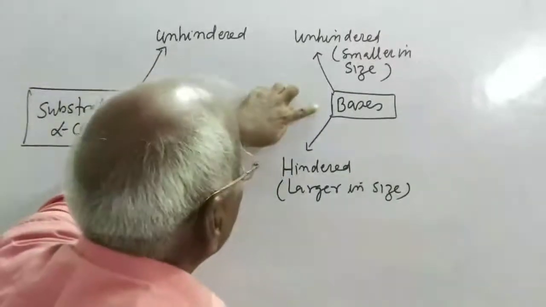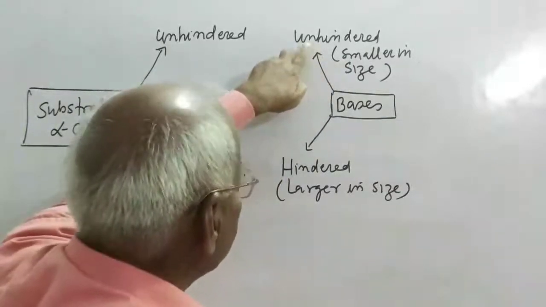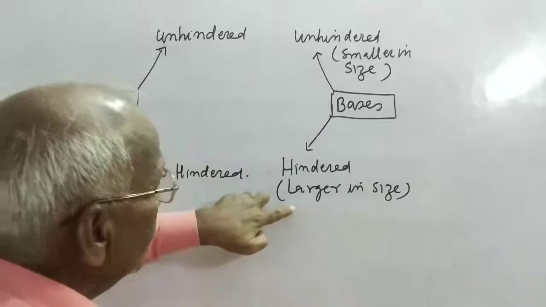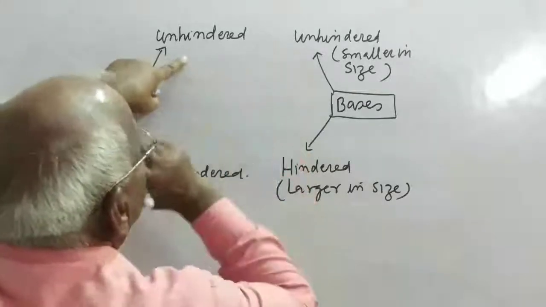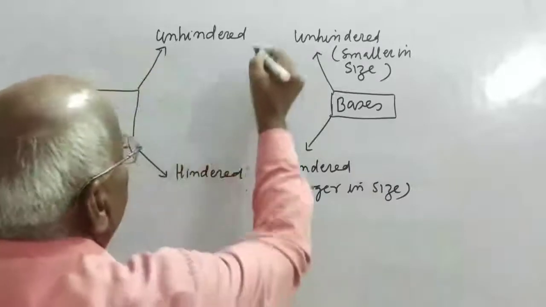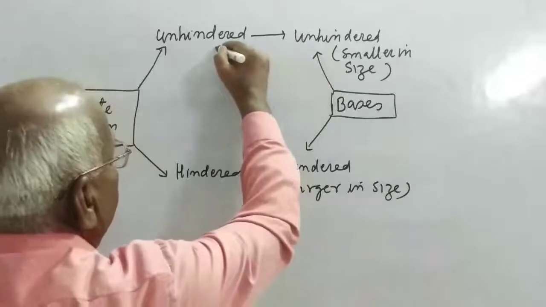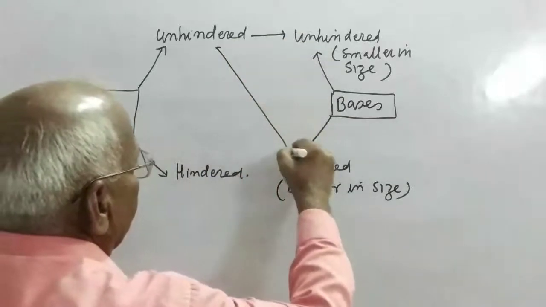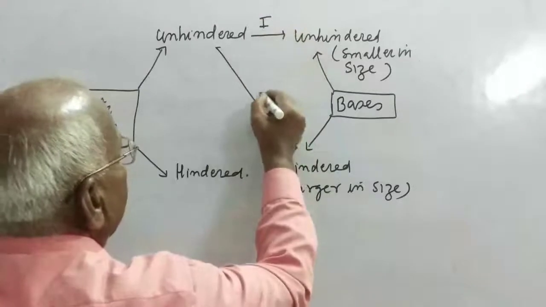The bases are of 2 types. Base may be smaller in size, that is unhindered base. Base may be hindered or larger in size. So what will happen? This unhindered substrate may react first with this one, and in the second case it may react with this one. So this is case first, this is case second.